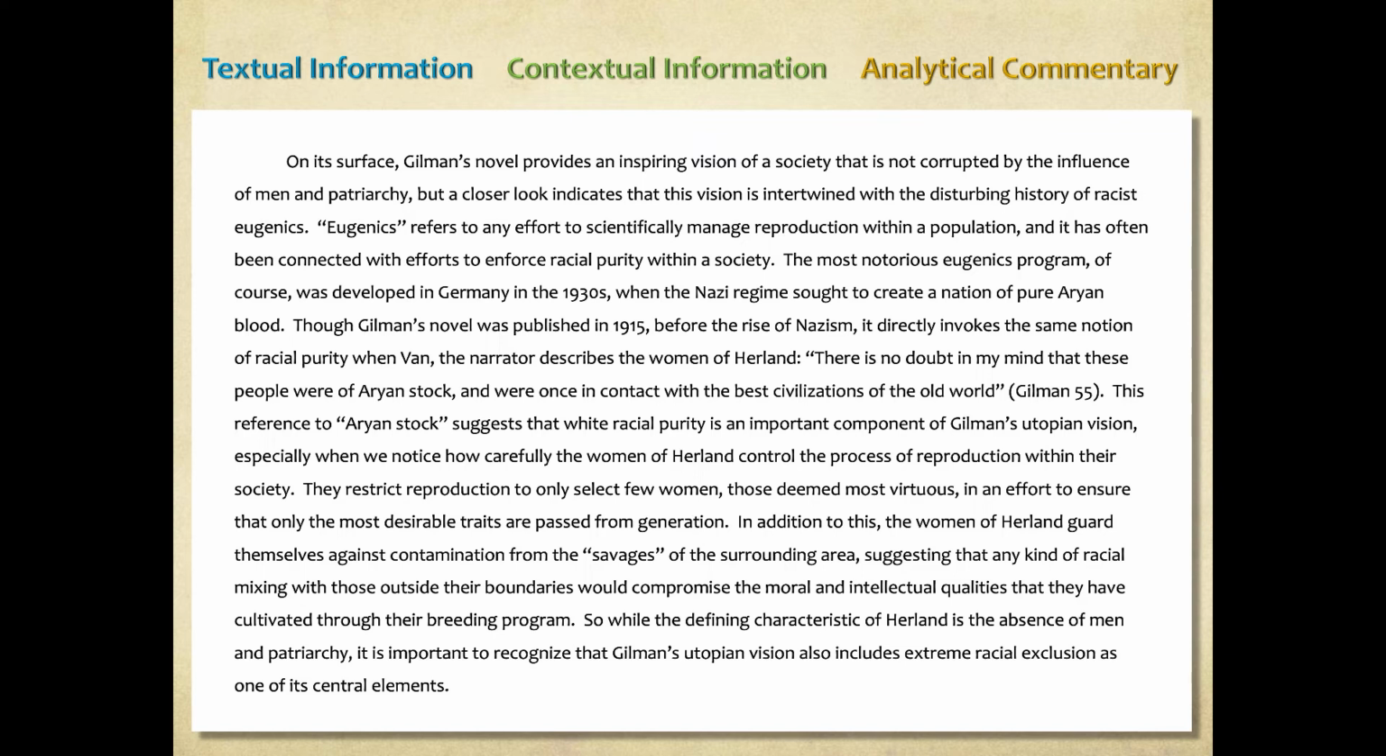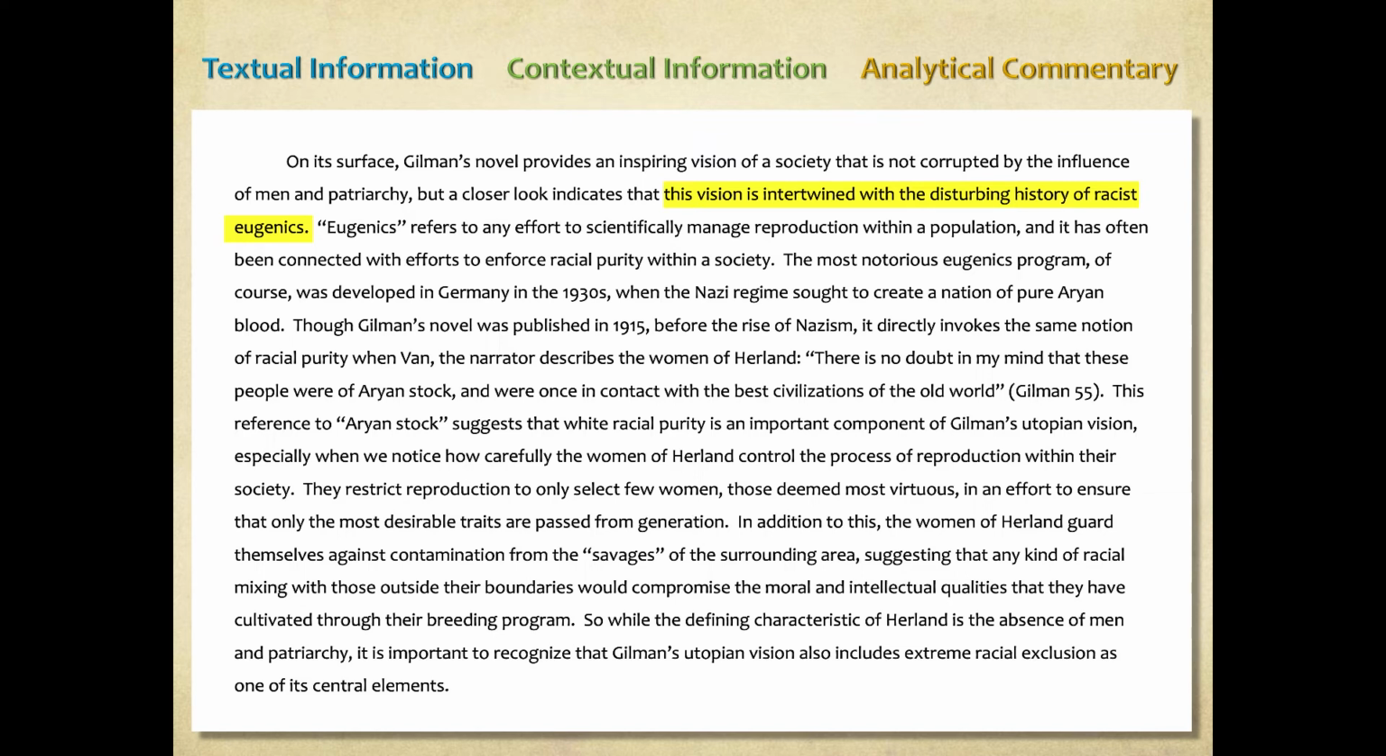Okay, so this is a really nice topic sentence, and we'll talk more about its function as a topic sentence in just a moment when we talk about paragraph structure. But for now, let's just notice that it introduces a key analytical point about Gilman's novel, the fact that there is a racist element hidden beneath its surface.